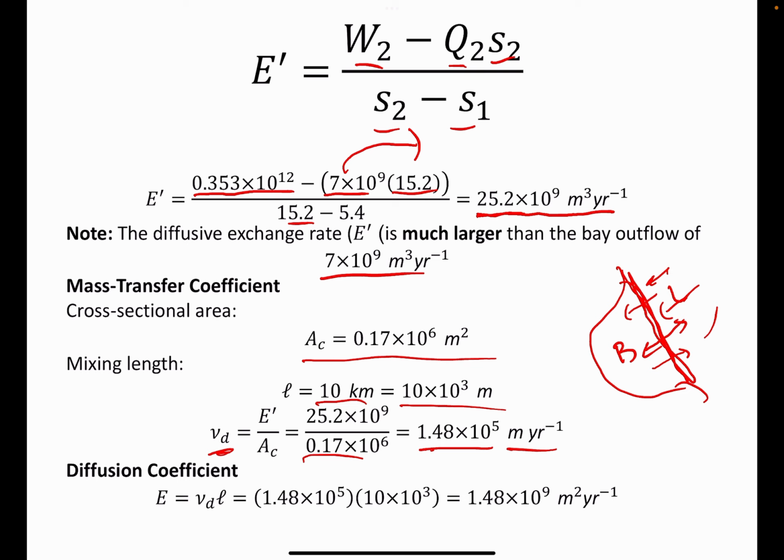And later on, we're going to find out the diffusion coefficient, which is VD times the length of mixing, which is 10 kilometers or 10,000 meter, and that will give you 1.48 10 to the 9 meter square per year. This E, the diffusion coefficient, is the effective diffusion, which can be called also dispersion coefficient. And this E represents how pollutant can spread out over distance, over a horizontal distance in this case.